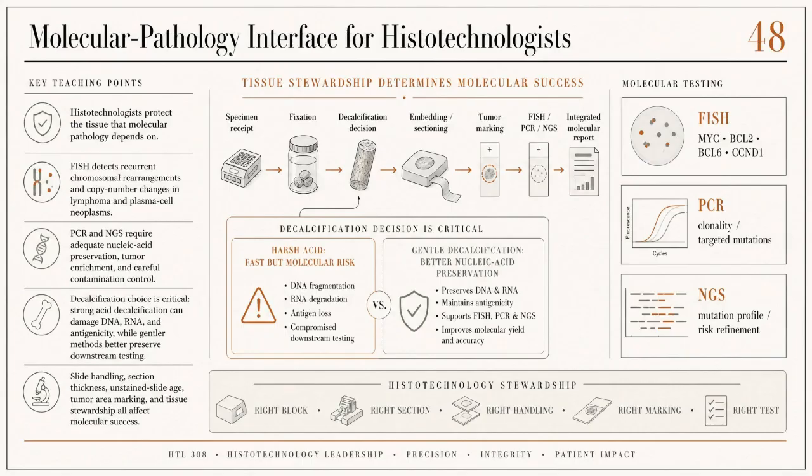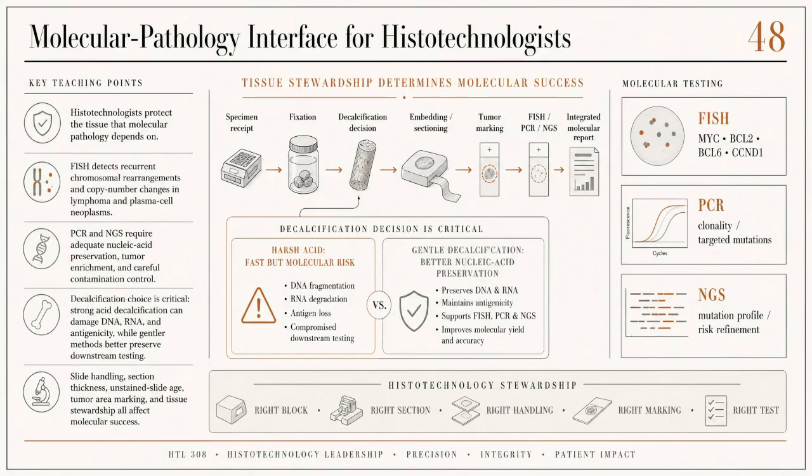PCR and NGS further refine diagnosis by characterizing clonal immunoglobulin gene rearrangements or uncovering mutations in genes such as MYD88 or TP53, which inform risk stratification and targeted treatment decisions. However, the accuracy of these molecular assays hinges on meticulous specimen triage and processing. Histotechnologists must ensure that tissue samples are fixed promptly and adequately to preserve nucleic acid integrity without compromising morphological detail. Overfixation with formalin can cross-link DNA and RNA, reducing assay sensitivity, while underfixation risks autolysis and degradation.